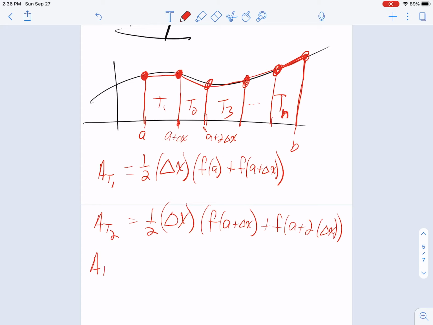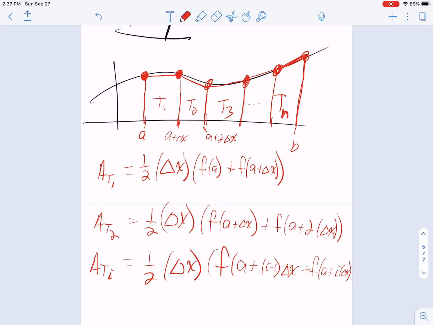So if I do say area of trapezoid K, I guess we'll do I, area of trapezoid I, right? A general trapezoid is going to be 1/2 delta x, and just following my pattern, this is f of a plus, well, it's I minus 1 delta x plus f of a plus I delta x. All right. And you notice, I minus 1, we did an I plus 1 in the right-hand side. There's something a little weird going on here.